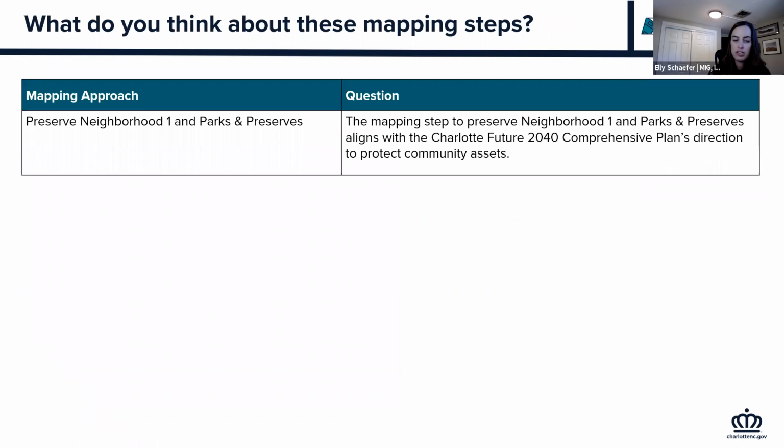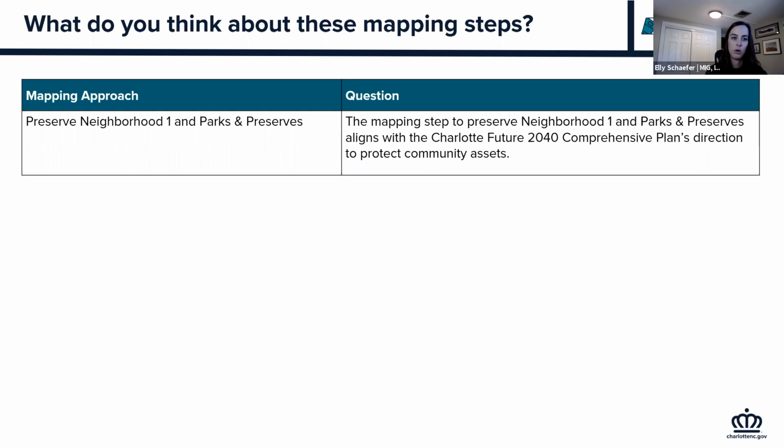So as we step through each of these groupings of place types and policies for the 2040 policy map, we want to ask you some questions about what you've seen reflected on the draft map so far. We think a number of steps described in the current mapping approach are accomplishing the goals of the comprehensive plan, but we'd like to hear whether or not you agree. Our first question is about neighborhood 1 and parks and preserves. Later in this section, we'll have a chance to take a closer look at manufacturing and logistics.